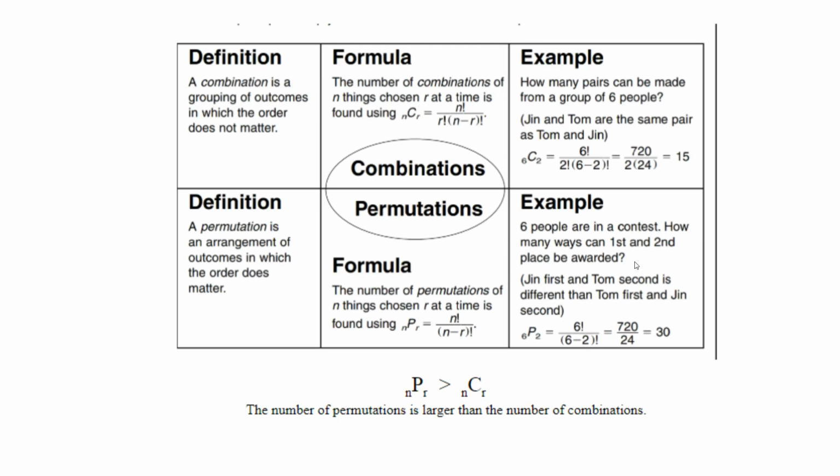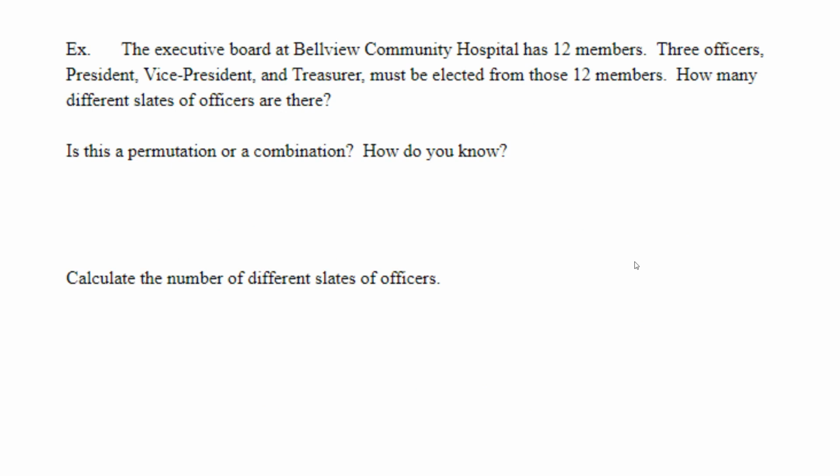That's something to keep in mind. So as an example, the executive board at Bellevue Community Hospital has 12 members. 3 officers, president, vice president, and treasurer must be elected from those 12. How many different slates of officers are there? So first, is this a permutation or a combination, and how do you know?